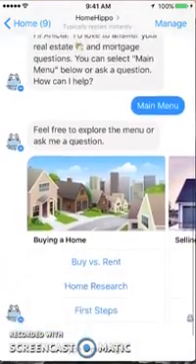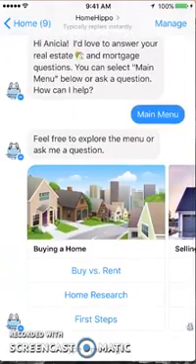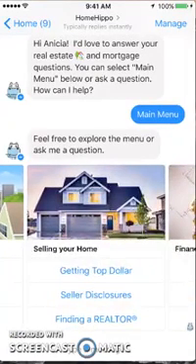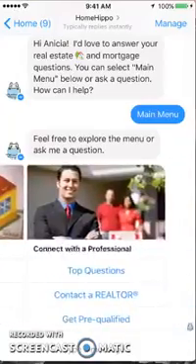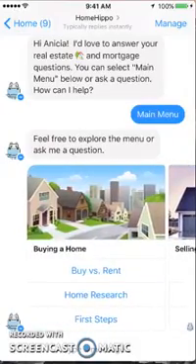So I clicked on the main menu, buying a home. Now it looks like these are the categories that I can actually dig into. Buying a home, selling your home, financing questions, or connect with a professional. Okay, I would completely eliminate those because that's just immediately confusing. And I think if people are trying to click on something because they think it's going to lead them to an article or some information, they're going to get frustrated.